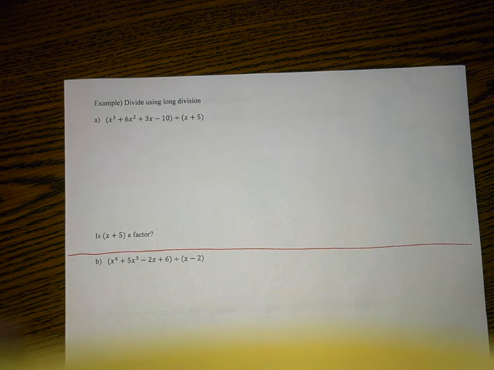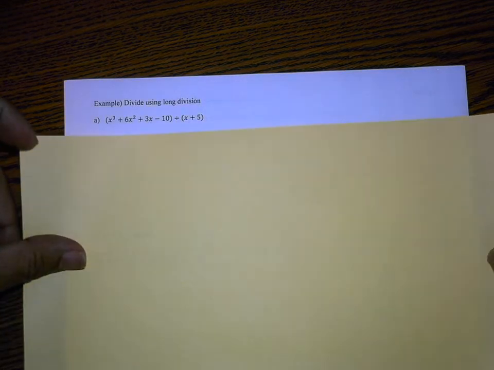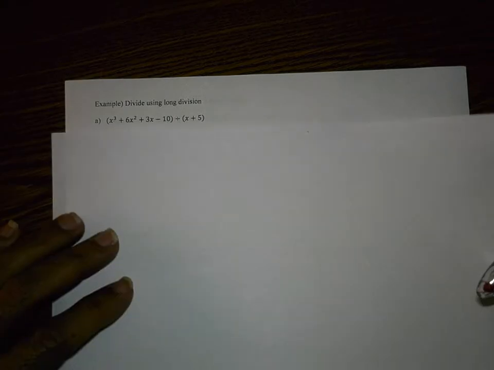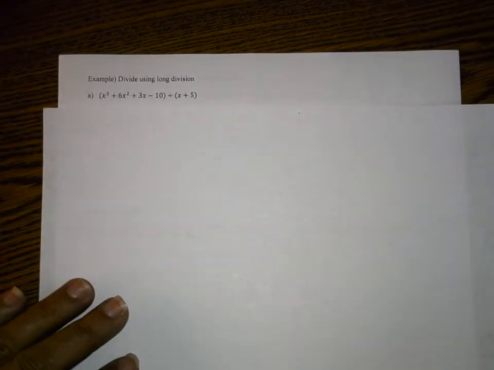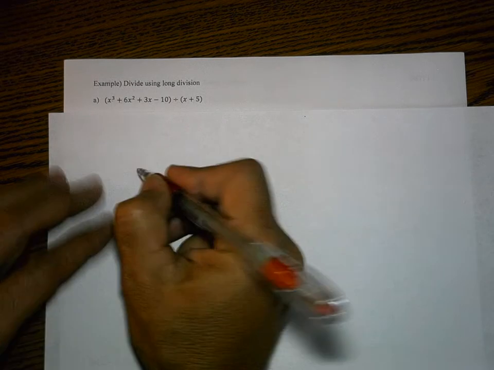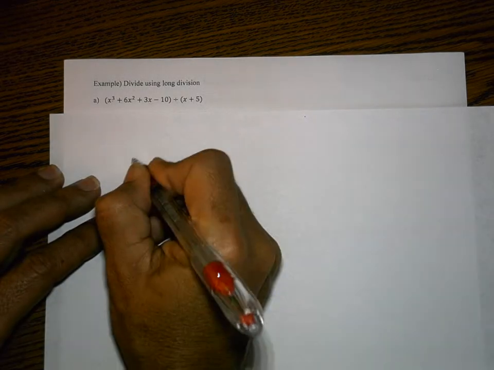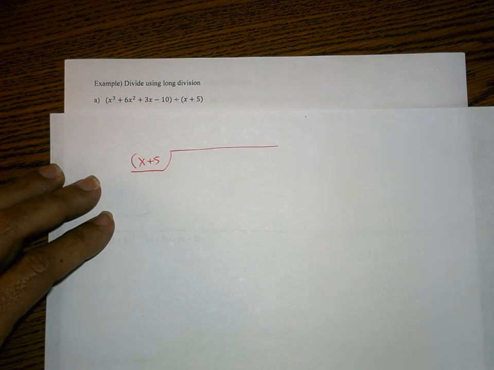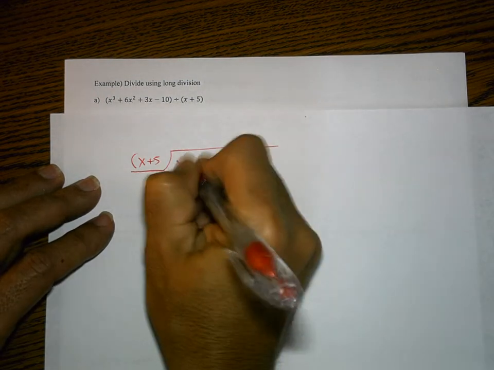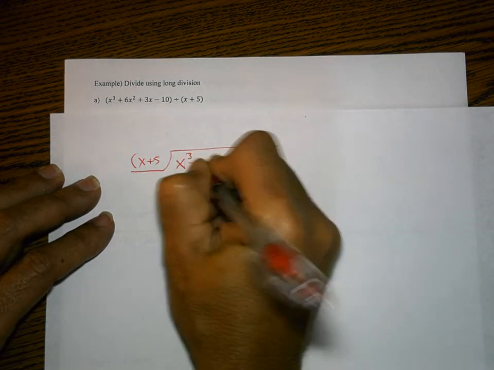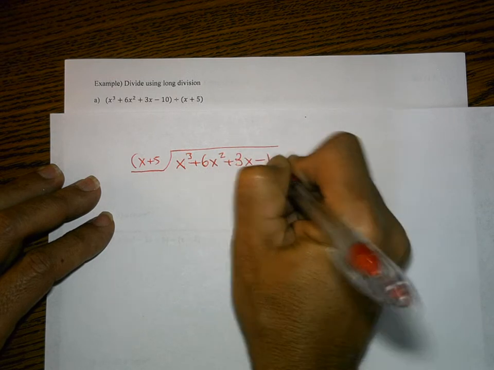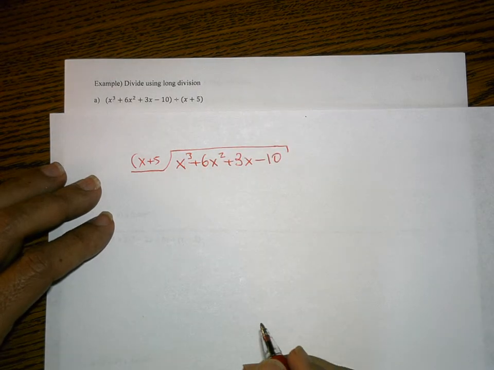Let me do it on a piece of paper here. Oh, I don't like yellow. Let me grab a white one. There we go. So I do a little ledge for my divisor, x plus 5. All right, so I have x cubed plus 6x squared plus 3x minus 10. Okay, good. That's our dividend and our divisor.